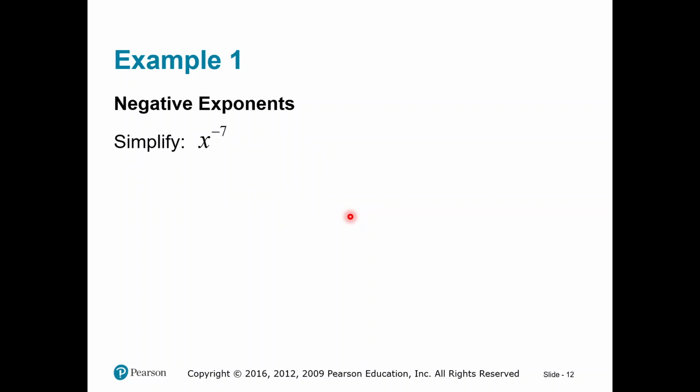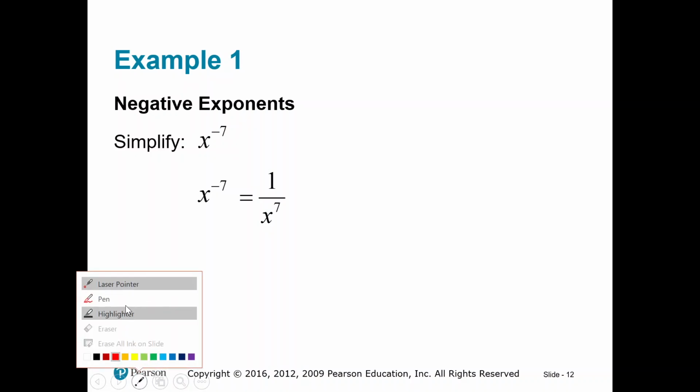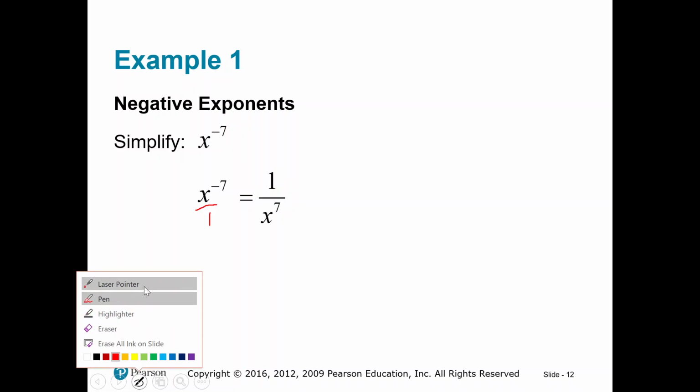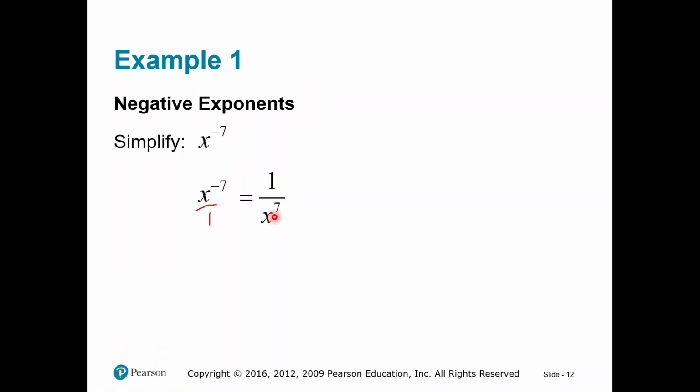So for example, I have x to the negative 7, just flip, and so 1 over x to the positive 7. Again, think of it over 1, then you flip. Okay?